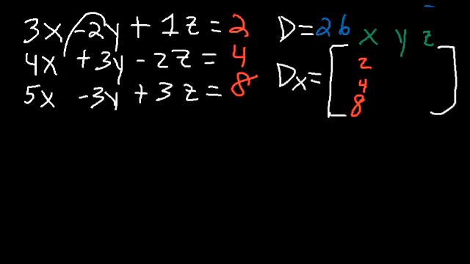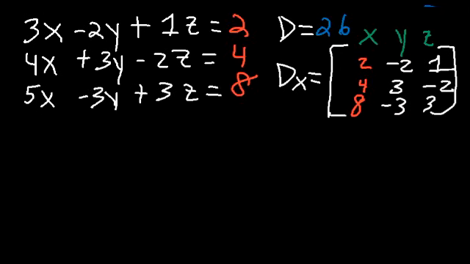And then the coefficients of y will remain the same. So that's -2, 3, and -3. And the coefficients of z will also remain the same. So 1, -2, and +3. So now, let's break down the 3x3 matrix into 3 smaller matrices. So let's get rid of the 2.